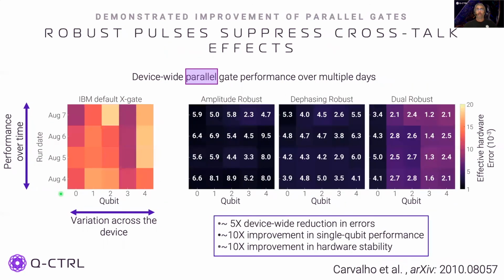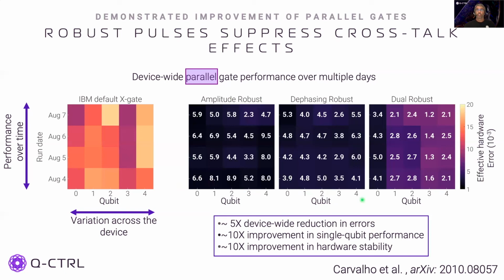The results shown in this slide correspond to the same experiment as in the previous one, but now with the gates applied simultaneously on all 5 qubits in the chip. Running gates in parallel whenever possible is obviously advantageous as it reduces the execution time. However, driving the qubits at the same time can lead to poor gate performance due to crosstalk between the qubits. This is clear for the IBM default pulse, where the errors increase substantially as compared to the case of the gates applied separately. For our robust pulses, however, the performance remains basically unchanged for the dephasing and amplitude robust pulses.